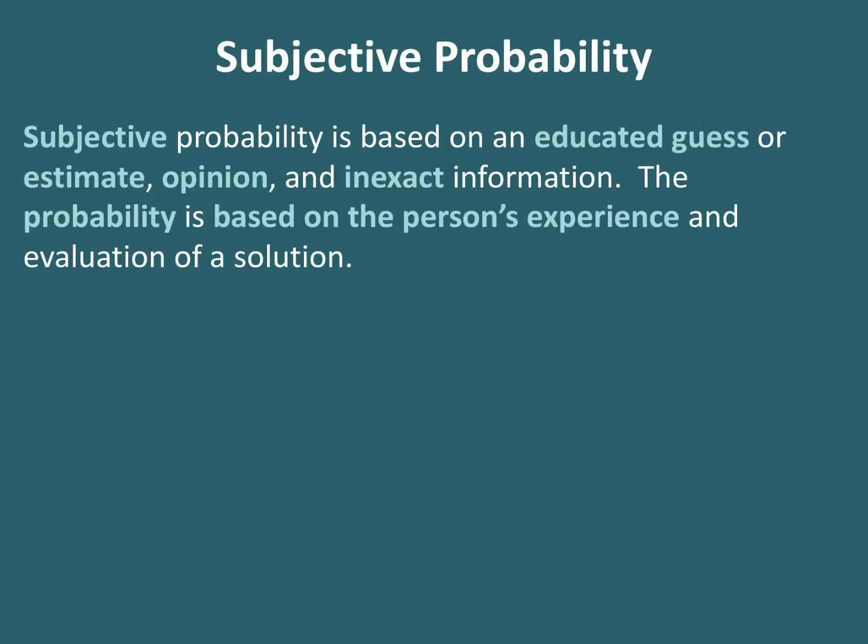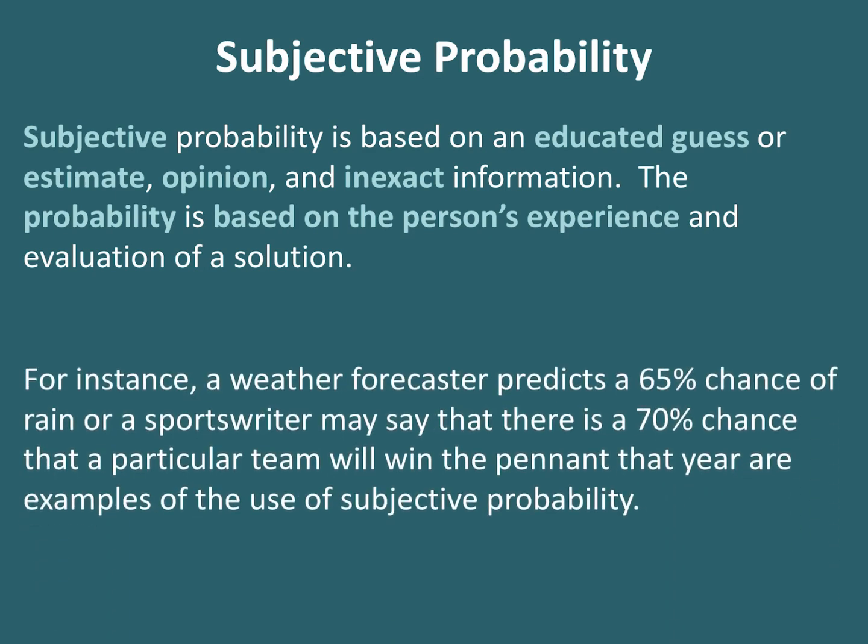Subjective probability is based on an educated guess, or an estimate, an opinion, and maybe even inexact information. The probability is based on the person's experience and evaluation of a solution. For instance, a weather forecaster predicts a 65% chance of rain, or a sports writer may say that there is a 70% chance that a particular team will win the pennant that year. These are examples of the use of subjective probability.